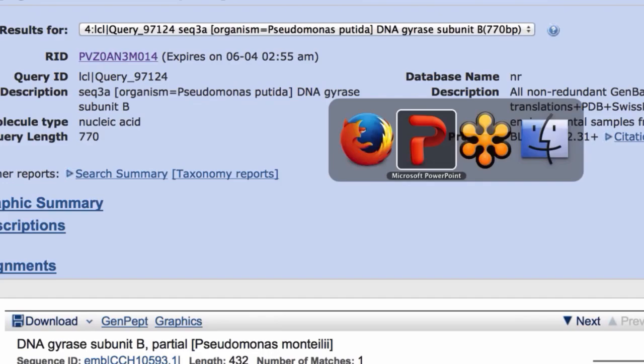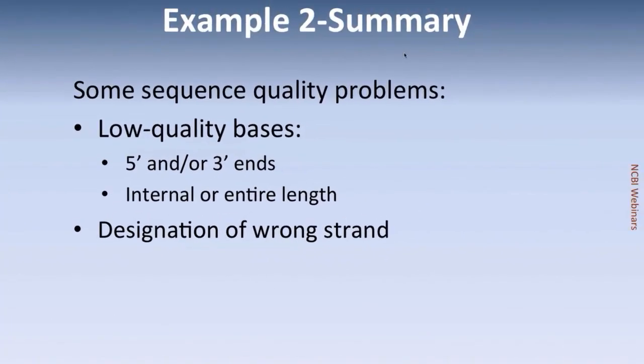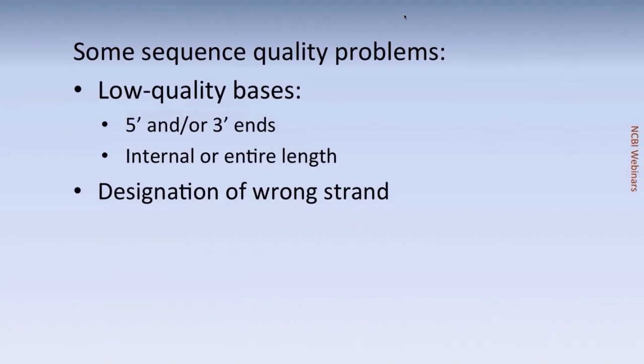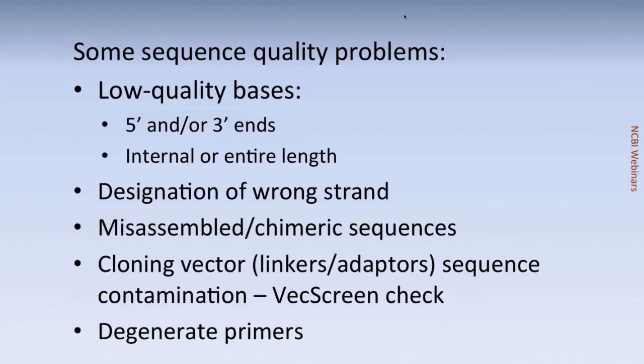Let's go back to the slides. And we talked about the sequence quality problems that sometimes exist. Sometimes there are low quality bases at the ends. It's entirely fine if you want to trim those, because we know that the sequence technology is not as robust on those ends. If you do have internal sections or the entire length of your sequence has low quality, you might need to resequence the sample or drop that sequence from your data set. The designation of wrong strand can cause a problem. And a few other problems that exist are listed here. We didn't have time today to go through those in this webinar.